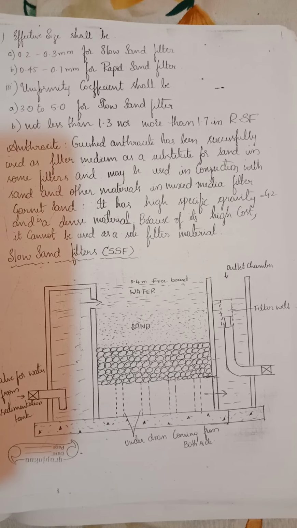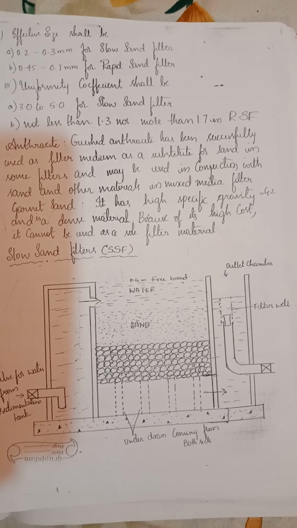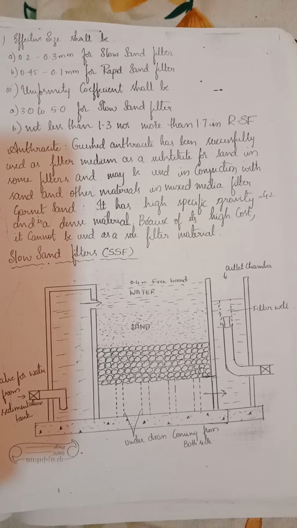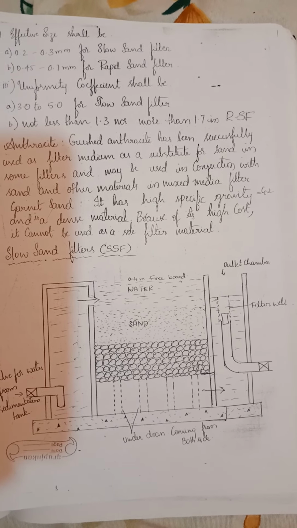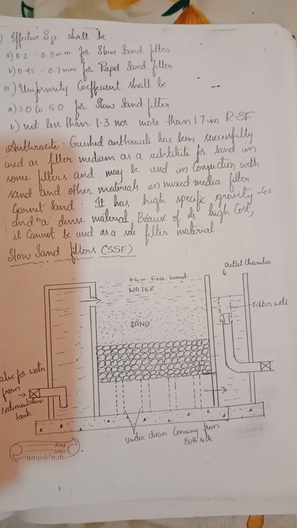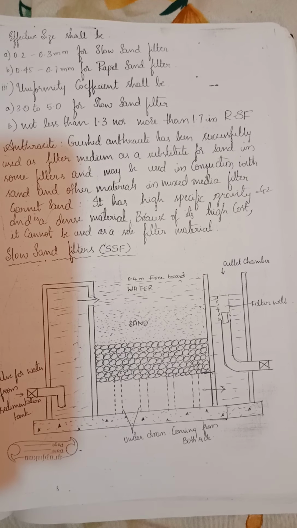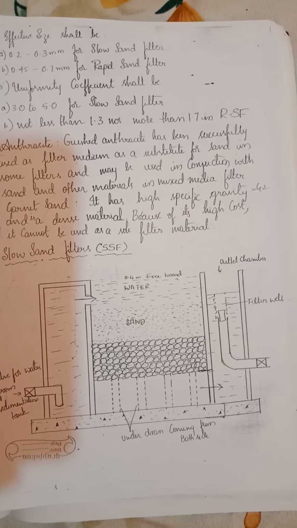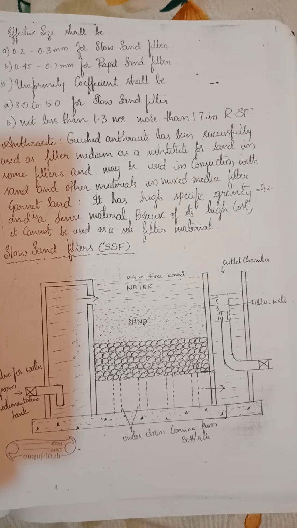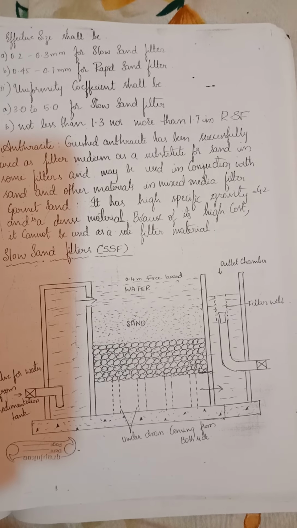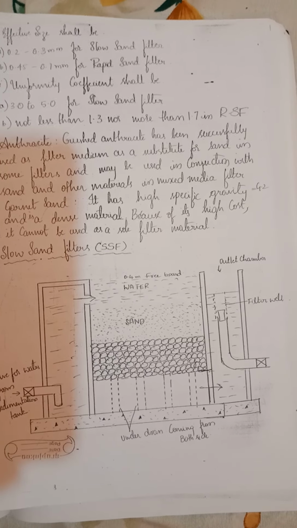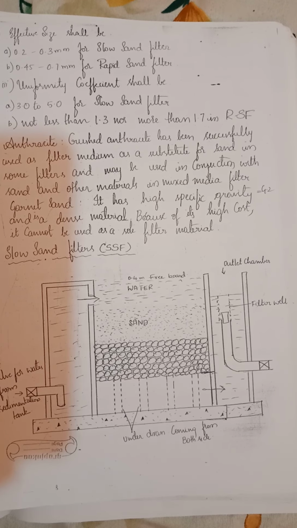And here I am showing one of the diagrams, called the slow sand filter. Now I am going to explain the construction and working of the slow sand filter. This is the diagram of a slow sand filter. The slow sand filter was the earliest type of filter, introduced in 1829. It is called a slow sand filter because the rate of filtration is very low compared to a rapid sand filter.